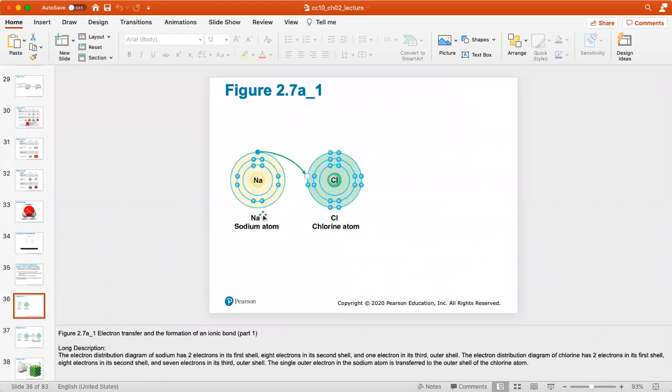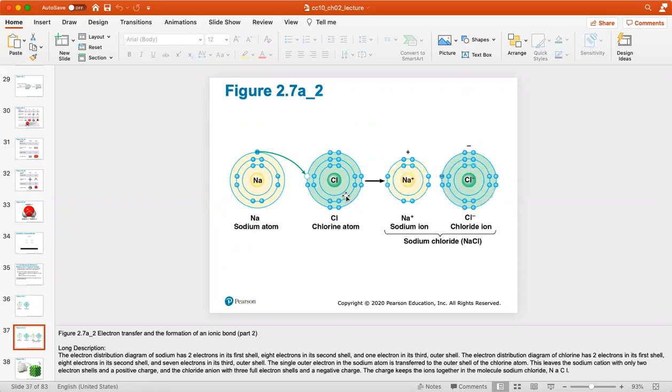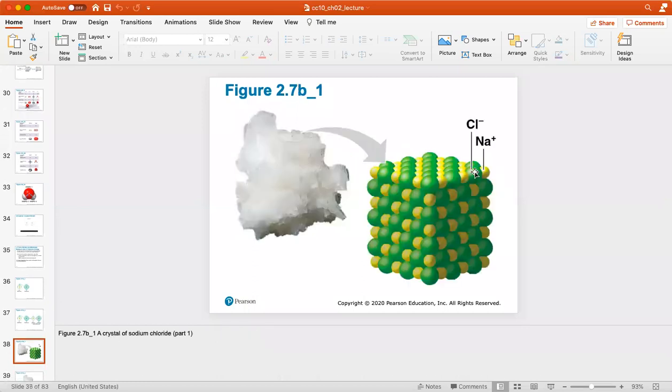So here's sodium, Na, and chlorine, chloride, and they'll share electrons, but they're positively and negatively charged, so they'll attract each other to form an ionic compound, sodium chloride. Sodium is positively charged and chlorine is negatively charged. And that's because sodium has one less electron in its valence shell, and chlorine has an extra one, which gives it a negative charge because electrons are negative.